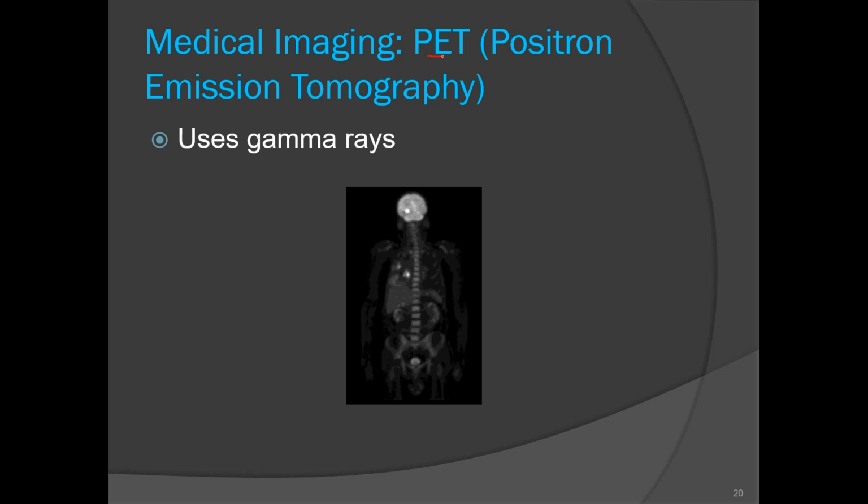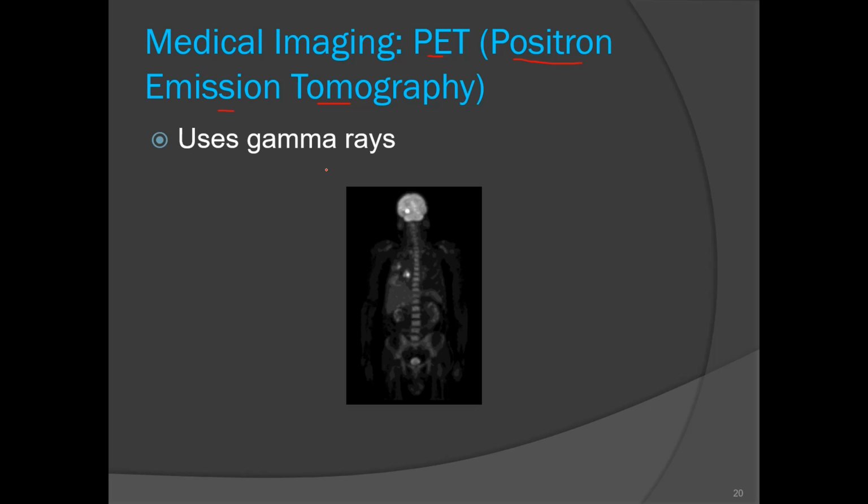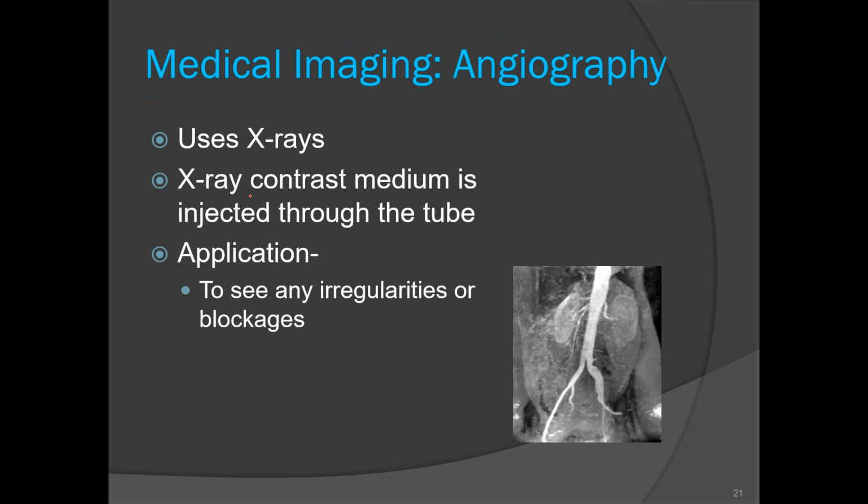Next one is the PET, that is positron emission tomography. Here we use gamma rays. Before taking the PET image, the specialist will inject a radioactive isotope into the patient's body. As that isotope decays, it will emit gamma rays, and those gamma rays will be captured by the gamma ray detector, and this is how the image is formed in this technique.